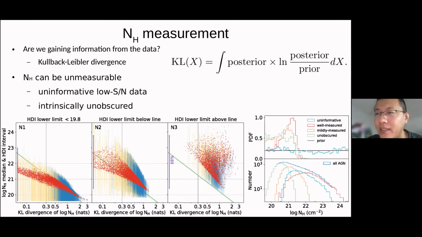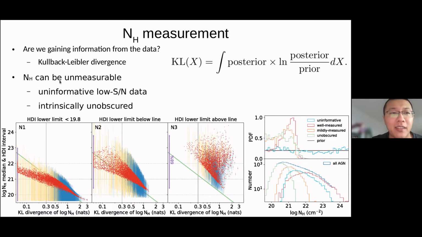And at last, there's an intermediate class, which is shown as this orange PDF. You can see it has a peak, but it decreases slightly towards lower complexity and has a long tail. So we call them mildly measured. So at last, we divide all these measurements into 4 classes. Only in such cases where we have a measurement of the lower limits can we really use this as a minimum measurement of complexity.